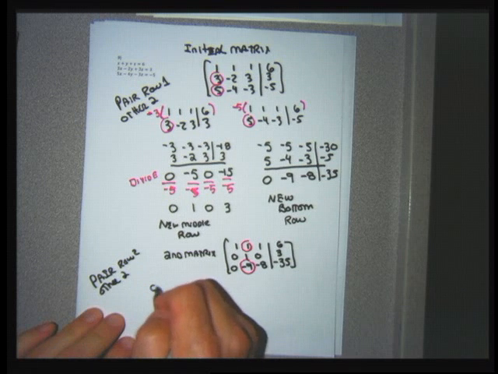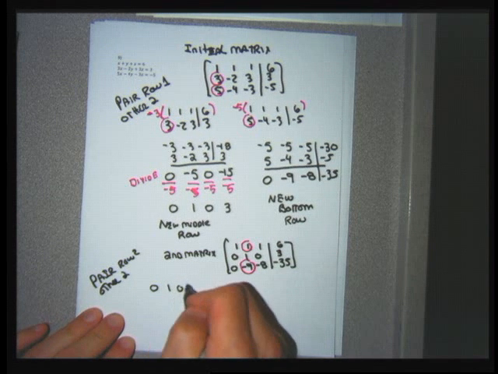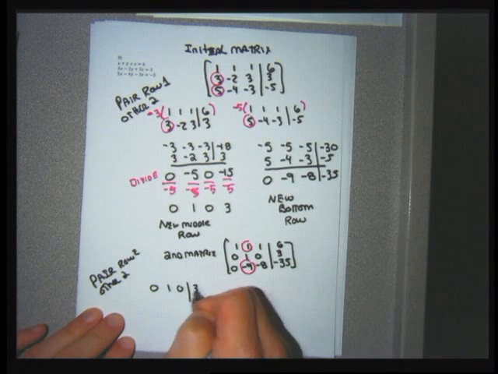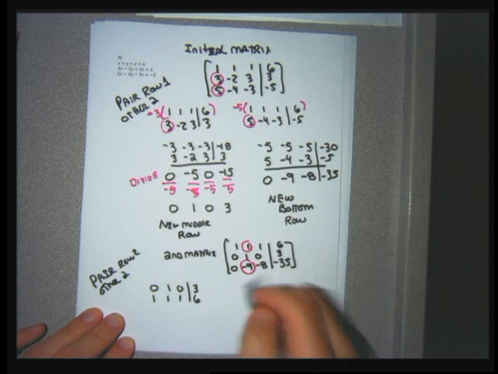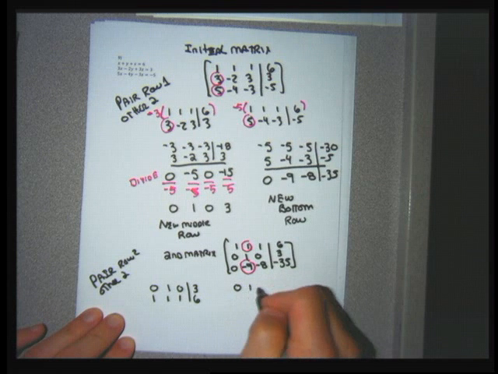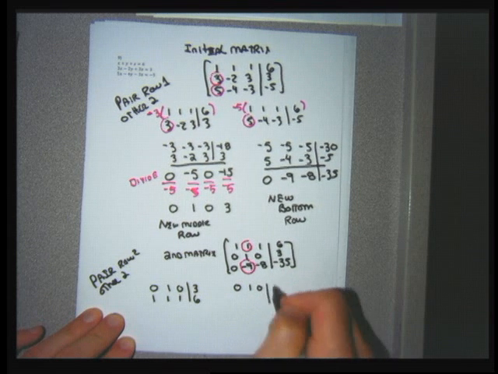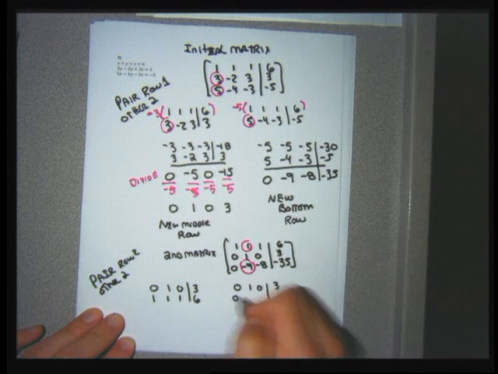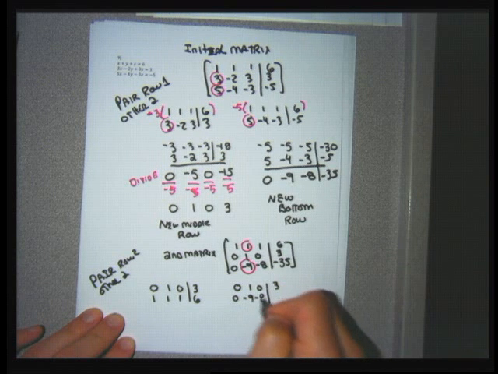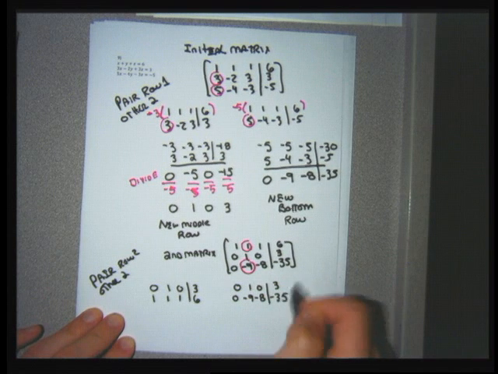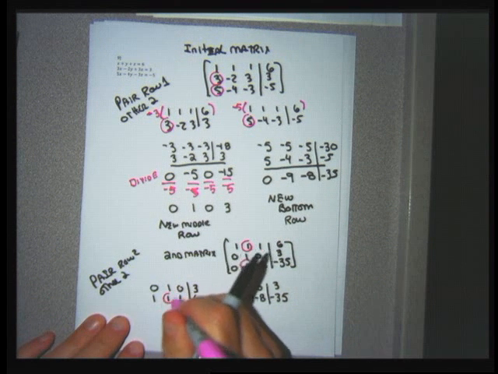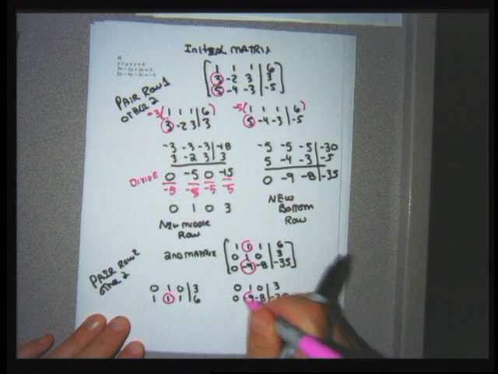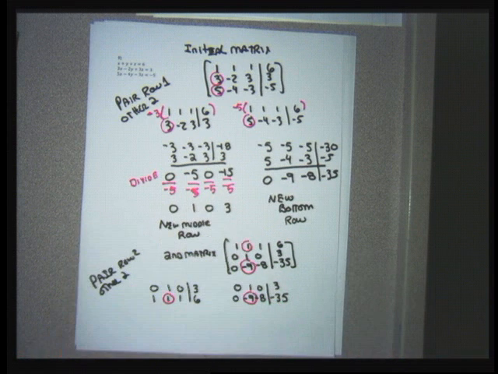So I'm going to go 0, 1, 0, 3. Pair it with the top row of 1, 1, 1, and 6. And also 0, 1, 0, 3. Pair it with the bottom row, 0, negative 9, negative 8, negative 35. And when I do my pairings, I circle the things that I want to make a 0. I want to make that a 0. I want to make that a 0. So I have these targeted so I kind of know what to multiply by.